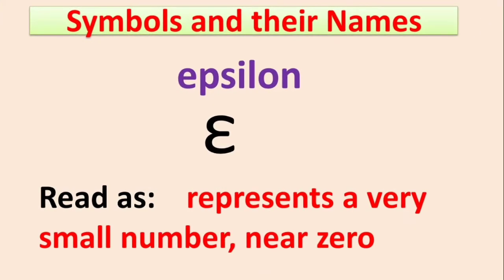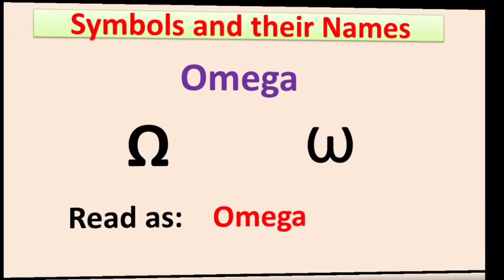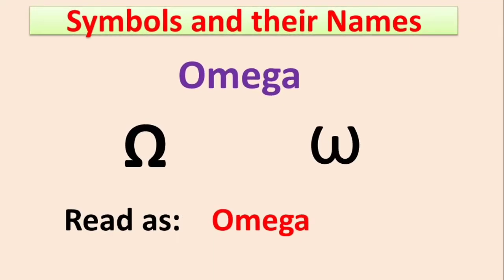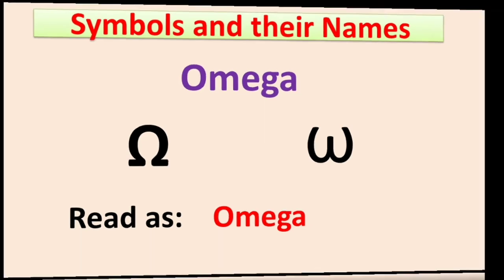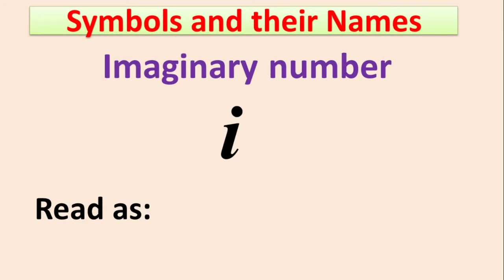The next symbol is epsilon symbol. It represents a very small number, the number that is near to 0. The next symbol is omega symbol. There are 2 omega symbols and it is read as omega. Many times the symbol shown on left side is used to represent resistance and the symbol on right side is used to show angular velocity. This next symbol is of imaginary number symbol. It is represented as i. i is equal to under root minus 1.